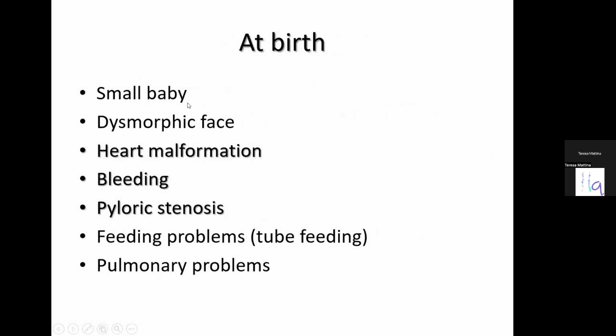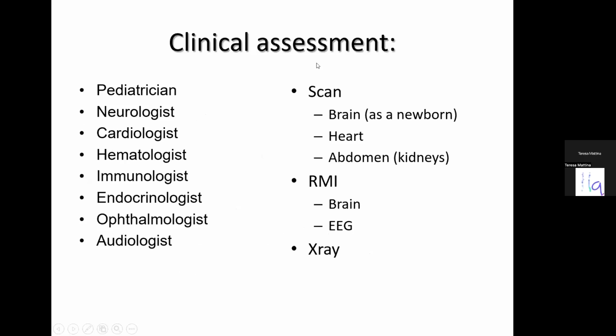At birth, you have a small baby with a dysmorphic face, but the most important problems are heart malformation, bleeding, pyloric stenosis, feeding problems. Sometimes you would need tube feeding, and pulmonary problems. Clinical assessment would need a lot of specialists: pediatrician, neurologist, cardiologist, hematologist, immunologist, endocrinologist, ophthalmologist, audiologist, and a number of equipment, scan.